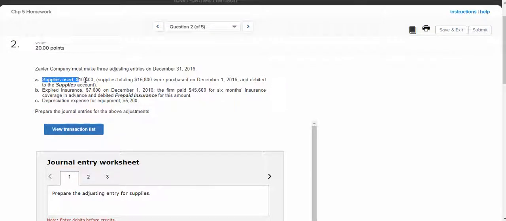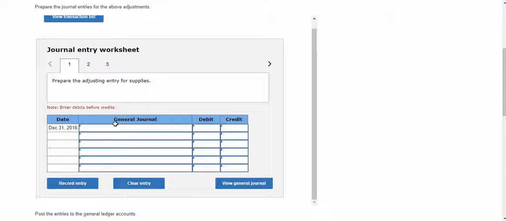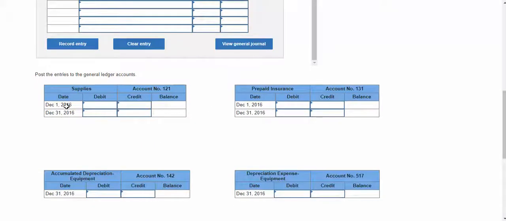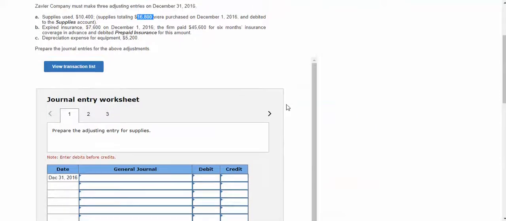So supplies used 10.4, supplies totaling 16,800 were purchased December 1st. So in this example, 16,800, before we even do a journal entry, well, we'd still do the journal entries, but when you post them here, make sure you actually have that beginning balance over here in supplies. The same thing with prepaid insurance. That should actually give it to you.